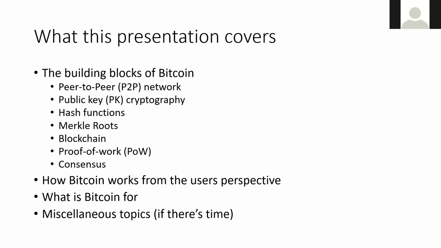And then I talk about Bitcoin from the user's perspective. If I just talk about these individual pieces, it's not necessarily clear how the Bitcoin network works as a whole. Then I talk a bit about the use cases for Bitcoin. Like, okay, I've talked about what the system is, but why do people bother even using it? And if there's time, which I think we probably won't make, there are a couple of miscellaneous topics that are kind of interesting, so I thought I'd put them in there.